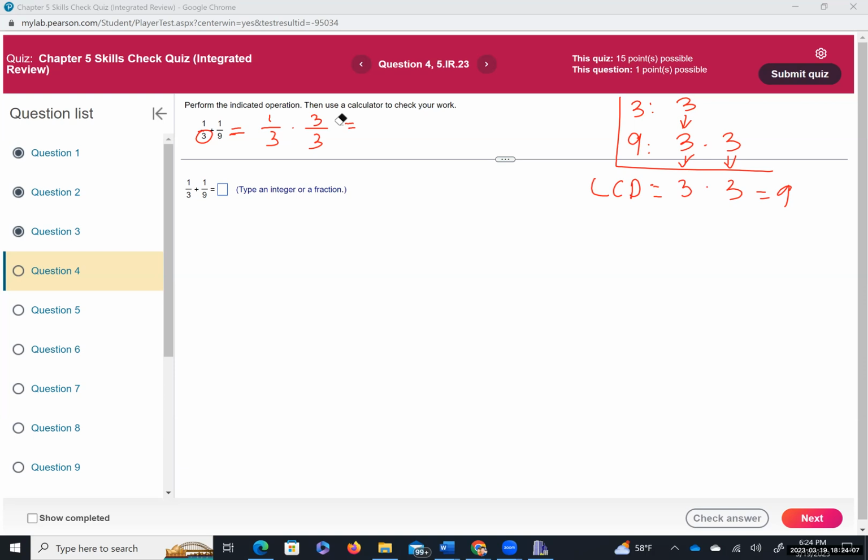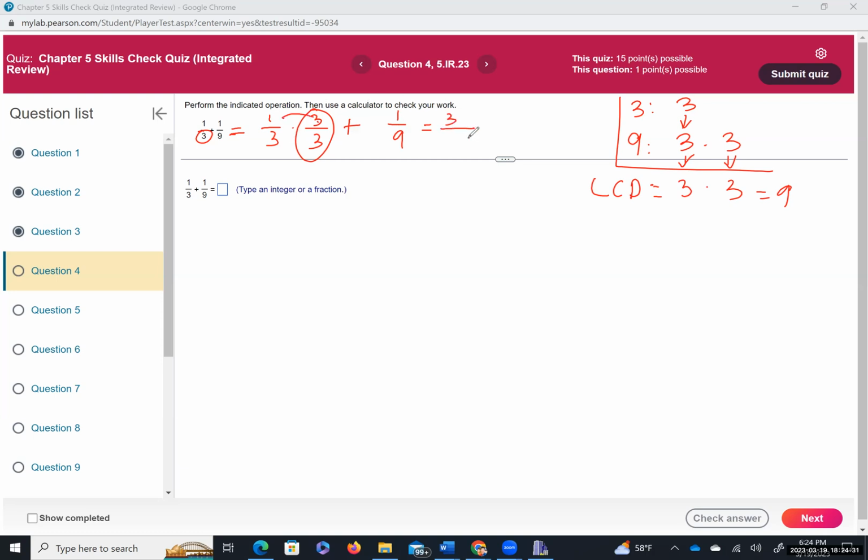And then I'm adding with 1 out of 9. Because the denominator was 9 already, I have to change. The reason why I multiply by 3 over 3 here is because I can convert this 3 to be the denominator with 9. So 1 times 3 is going to be 3.